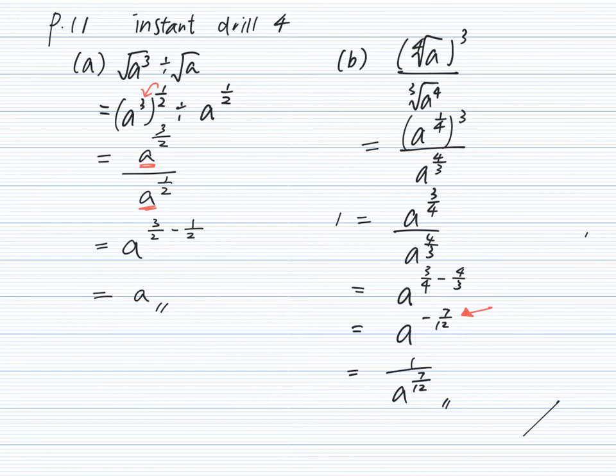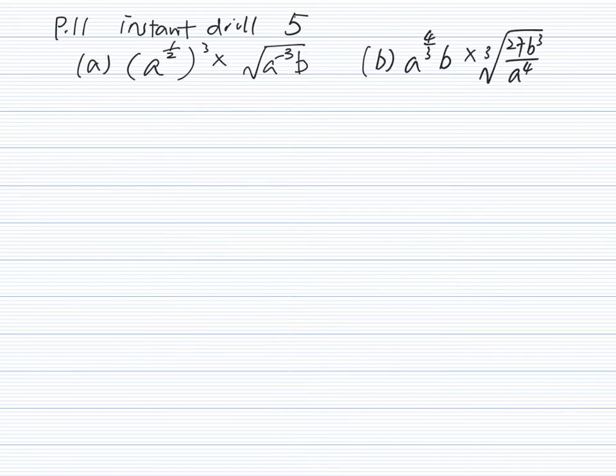Then that's done. Okay, so on the same page, this is the last, instant drill number 5. For part A, again, we are doing a simplification on an expression. And remember, express your answer in positive index. So break down the bracket first. So the first term, by law of index, I get a to the power of 3 over 2.